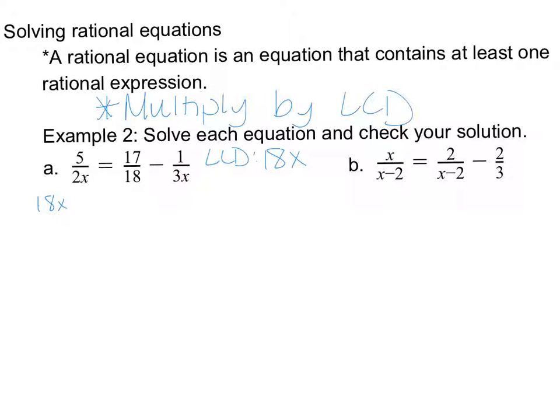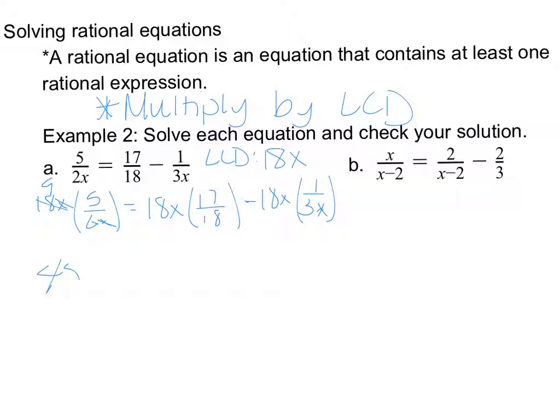Now when I multiply 18x times 5 over 2x, I see that my x's cancel, and 2 goes into 18 9 times, so this is 45, equals, the 18's cancel, 17x, and this gives me 6 times 1, 6.